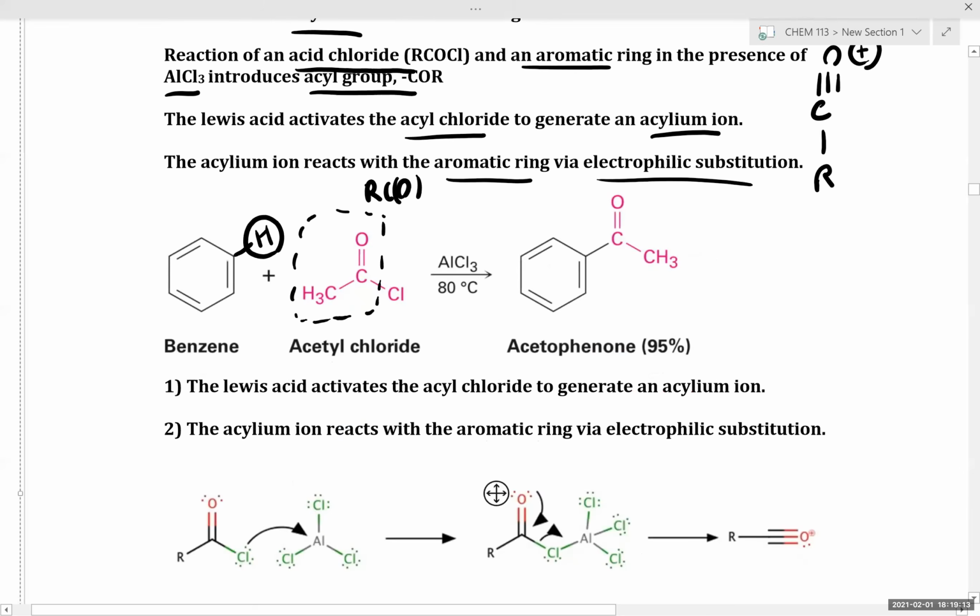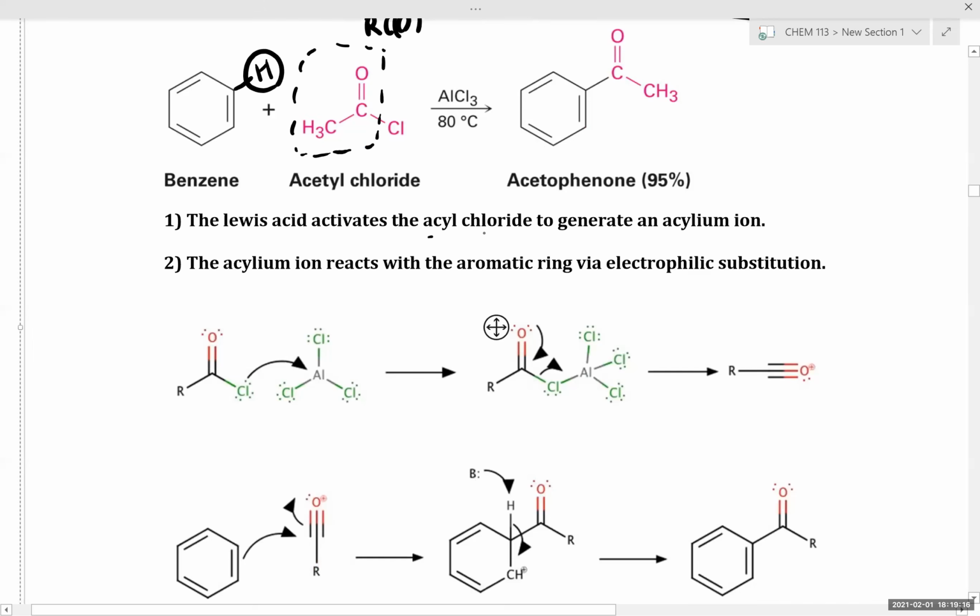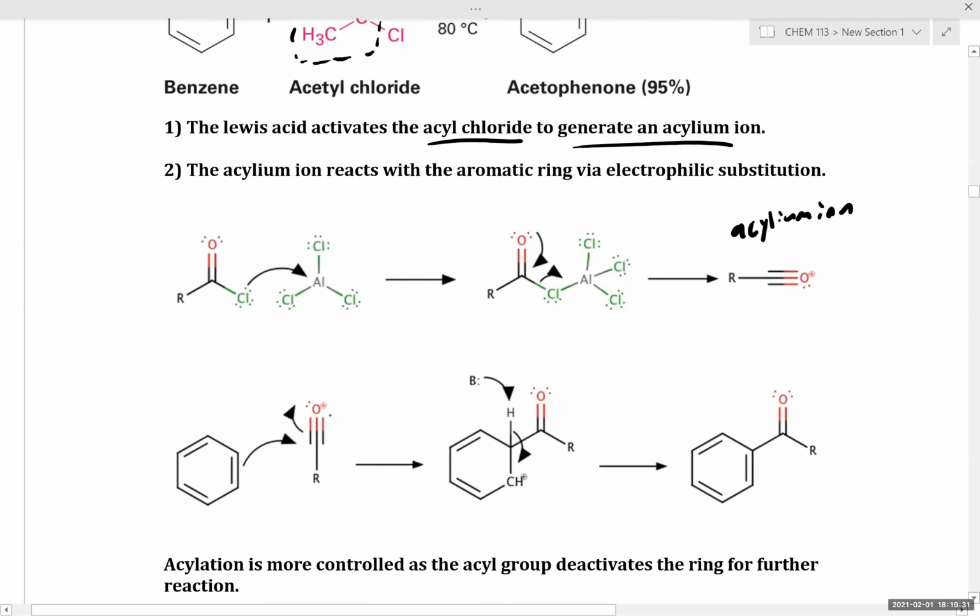So in terms of the mechanism, first, the Lewis acid activates the acyl chloride to generate an acylium ion. Once we have our acylium ion in place, the acylium ion is a pretty reactive electrophile. It reacts with our aromatic ring via electrophilic substitution. And then finally, we regenerate our aromatic ring via elimination. So, any questions on this mechanism?